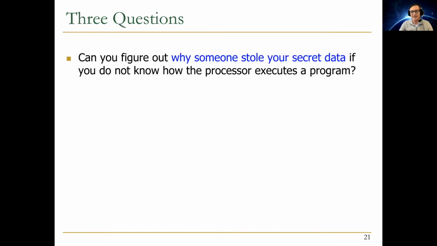Okay, so there are 3 questions I have over here. And I think the answers will be kind of obvious. These are leading questions, more rhetorical questions, let's say. Can you figure out why someone stole your secret data if you do not know how the processor executes a program? And I will argue that the answer is no. You're clueless, basically. If you have no idea how your microarchitecture is executing programs and someone steals your data this way, you're clueless. And you may be actually leaking a lot of information. You may be a bank who said, I don't care about microarchitecture. I just buy processors from Intel and AMD and ARM, and I'm a happy camper. And in the end, everybody may be stealing your secret data.